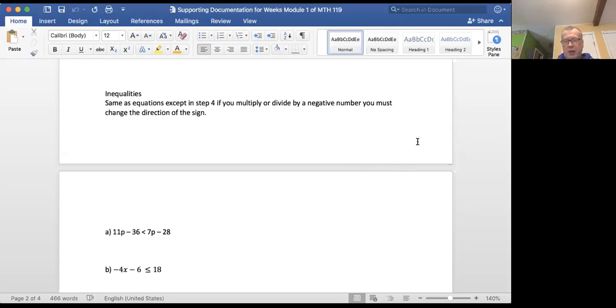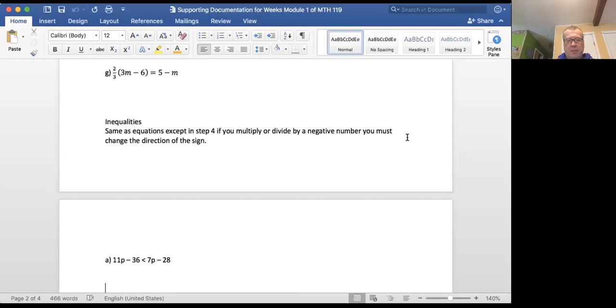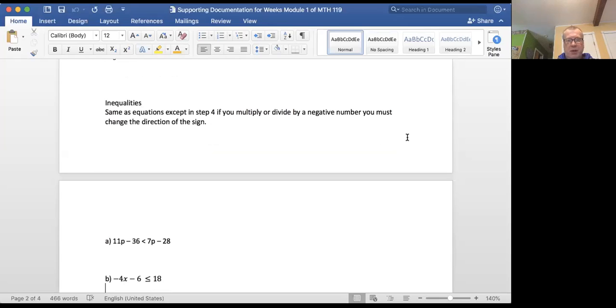Here's a document, I should say. Last time we talked about the equations above. Okay, we hit the inequalities and we stop. So basically, inequalities are the same as equations, except when you multiply or divide by a negative number, you must change the direction of the sign. Otherwise, it's the same exact process.